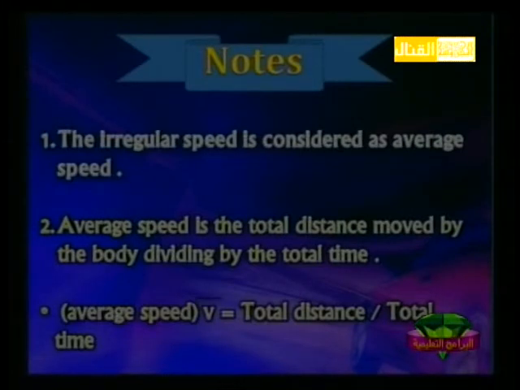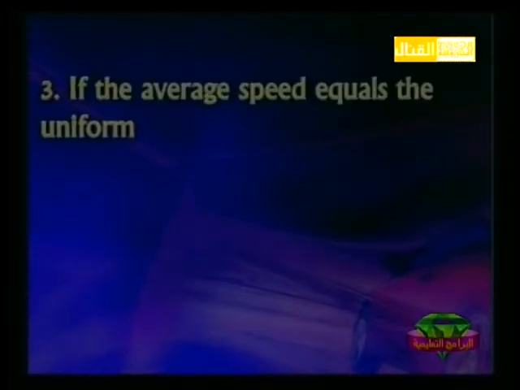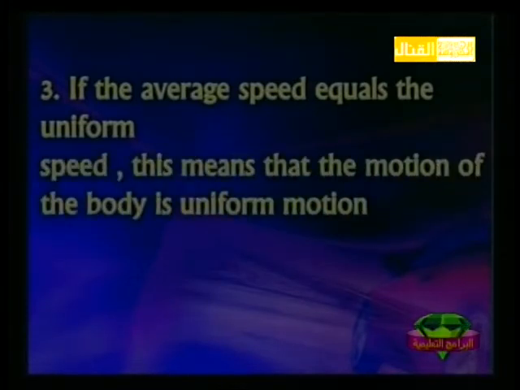Wonderful. But take care. V is not V. Say V dash. Why do we say V dash? To be average speed. Total distance, total time. What about the other one? If the average speed is uniform, do you think what happened? This means the motion of the body is uniform motion.